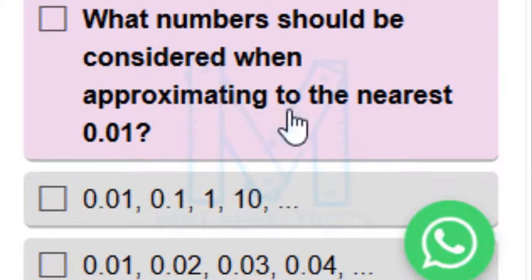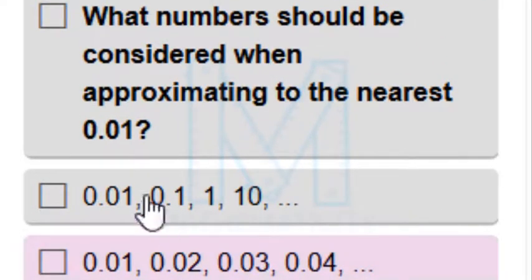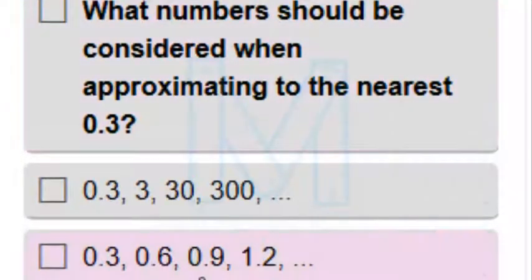What numbers should be considered when approximating to the nearest 0.01? Of course, to the nearest 0.01, if you add 0.01 to 0.01, you get 0.02, and if you keep on, you get 0.03 and 0.04. This is the right answer.